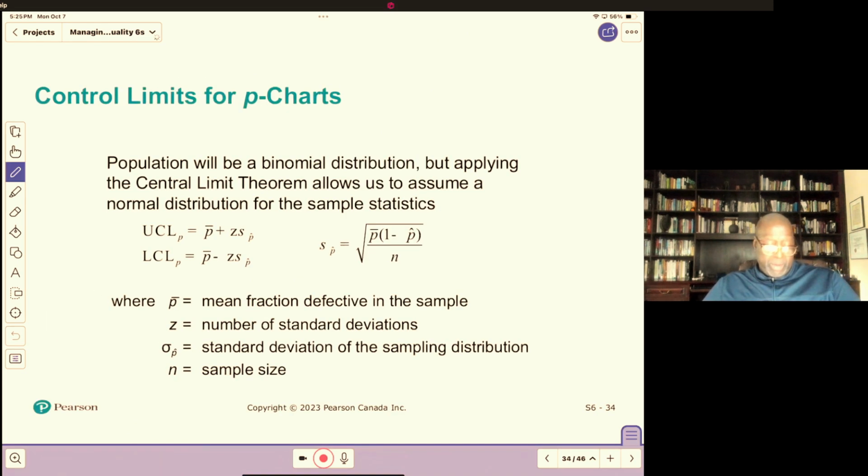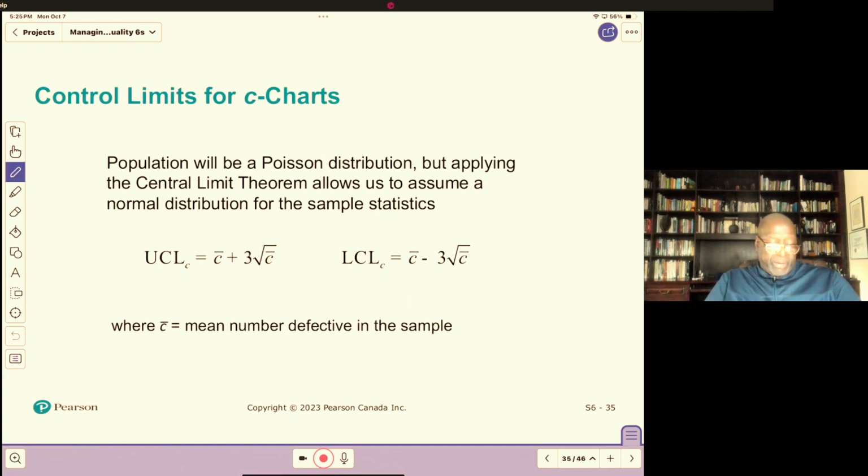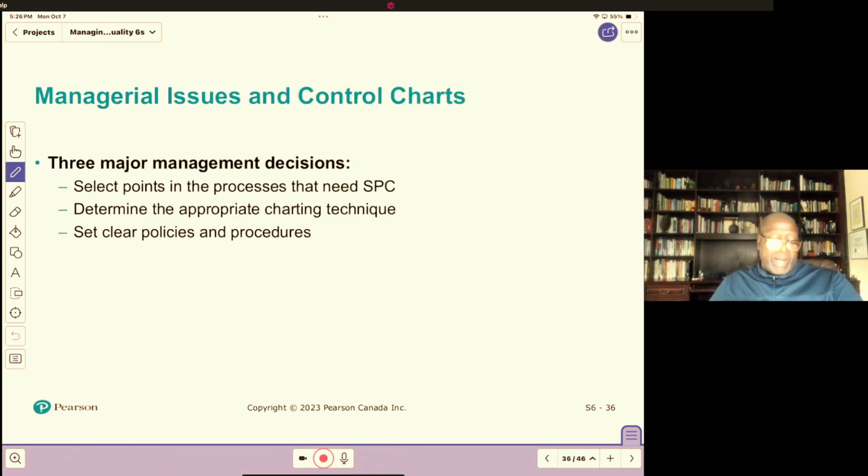Okay. So here we go with what, as you could see, is how we do this, which is the standard error. So Z is 3 in this case times the standard error, and that will give us our control chart. And here, the population will be a Poisson distribution for C charts, but applying the central limit theorem allows us to assume a normal distribution for the sample statistics. So you see here, that's the mean. The standard deviation is the square root of the mean. And so therefore that gives us these formulas right here. So it's fairly straightforward and relatively easy to apply.